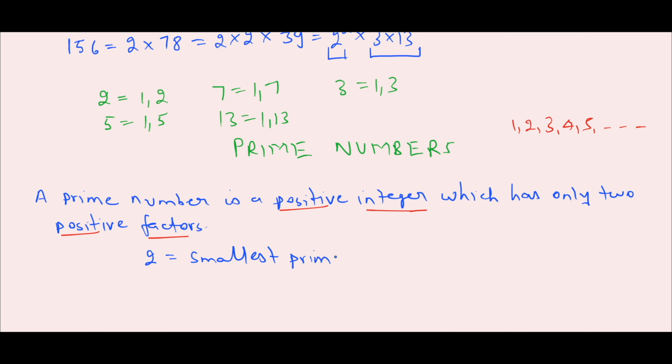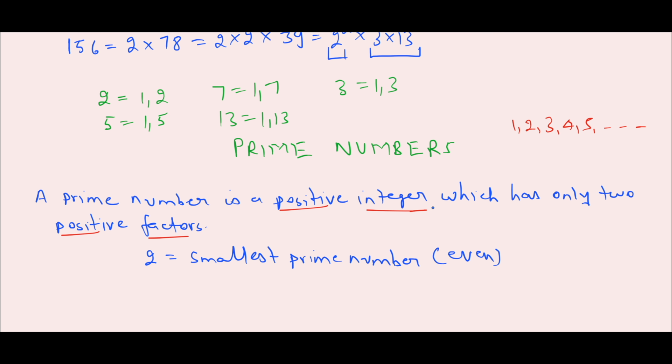2 is the smallest prime number, and it is a very important prime number because it is the single prime number which is even. All other prime numbers are odd, because if you take any other even number, it will be divisible by 1 and itself, and in addition to that, it will be divisible by 2 also. So the smallest prime number and the only even prime number is 2, all other prime numbers are odd. So I hope this definition would be clear.